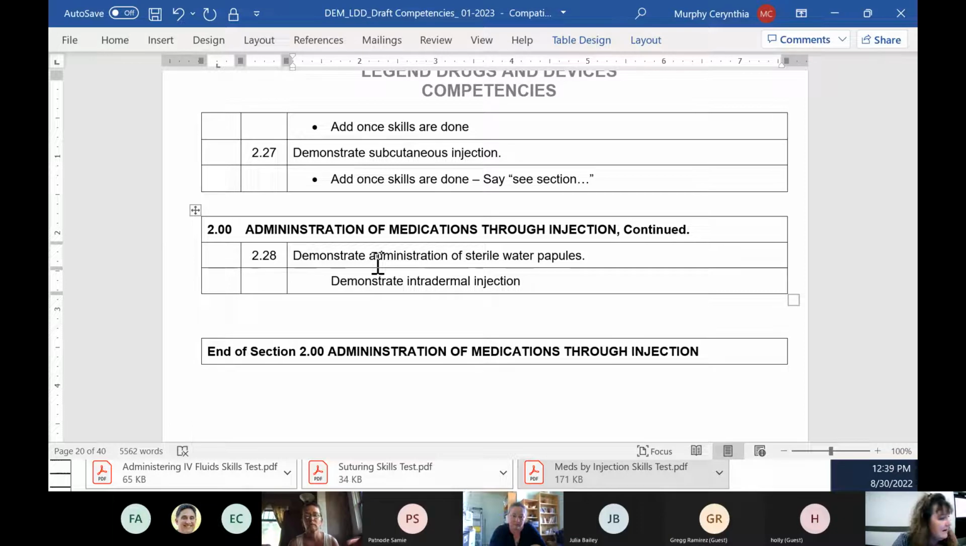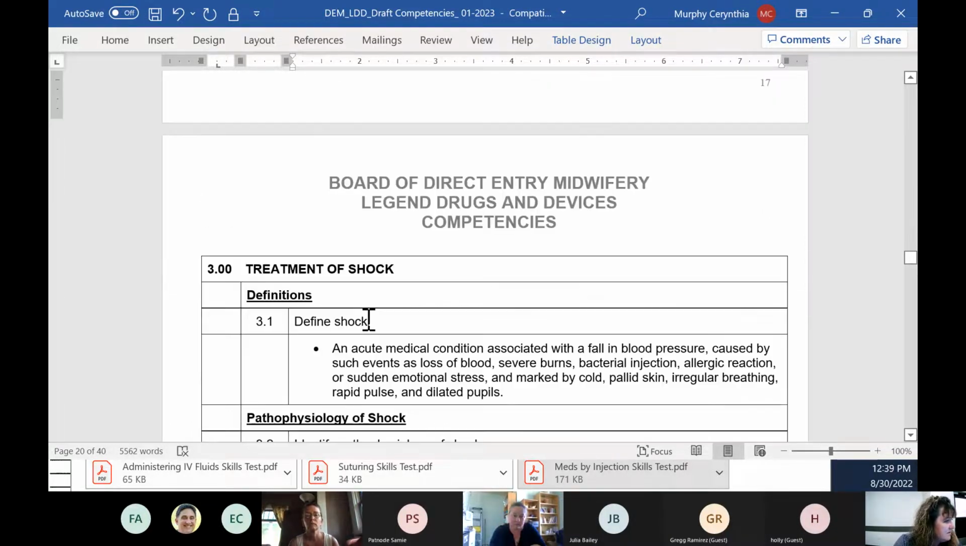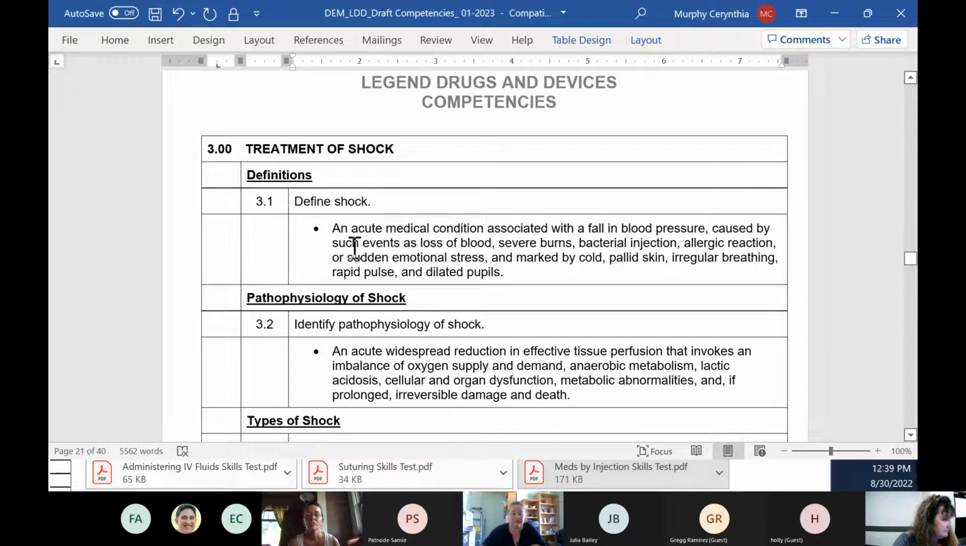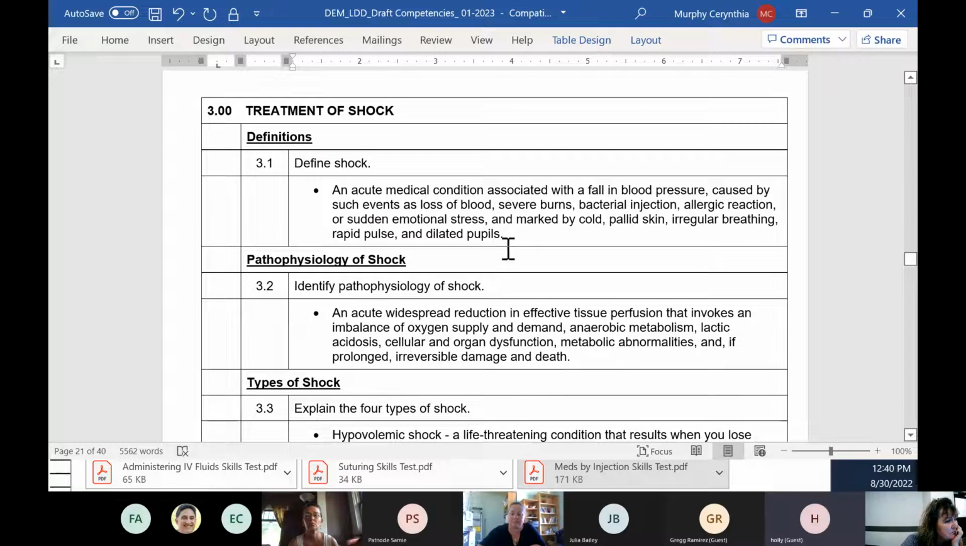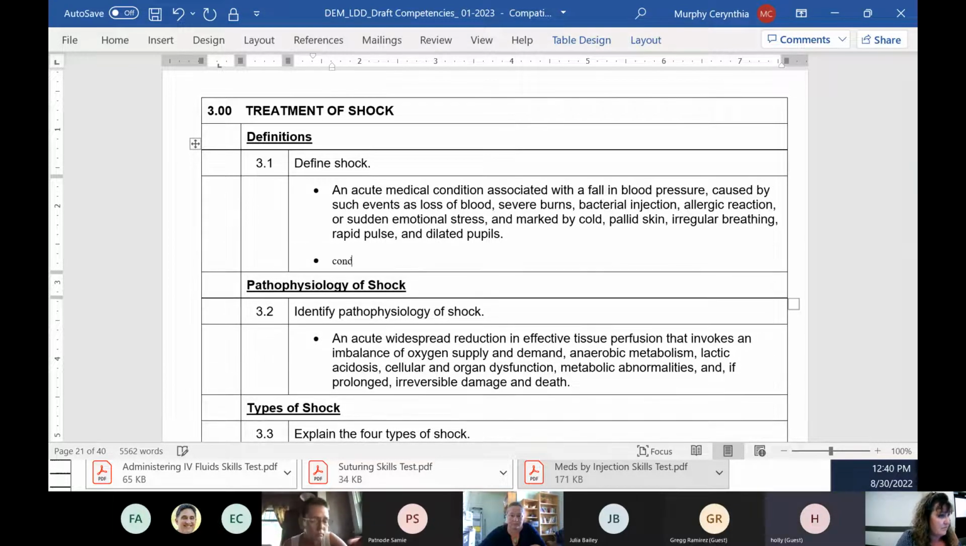Okay, so that is the end of 2.0. So, treatment of shock. Define the pathophysiology of the type. Shock is a list of the symptoms of shock, but shock is a condition resulting from inadequate perfusion. That's the definition of shock. And it's characterized by all of those things. Condition of what? Inadequate perfusion.